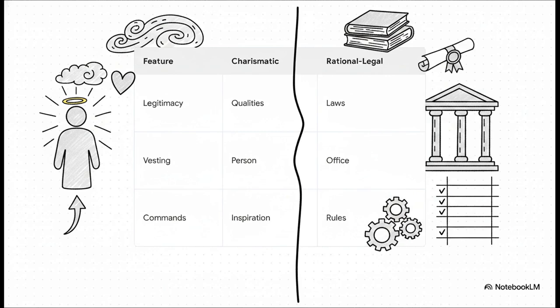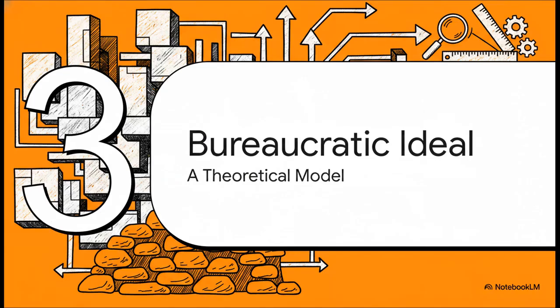Seeing these side by side brilliantly illustrates the stark contrast between these worlds. Under charismatic authority, the source of legitimacy is personal quality. The authority is vested in a specific person, and commands come from inspiration. But under rational legal authority, legitimacy comes from laws. Authority lives in the office itself, and commands are based on written rules and procedures. This provides a stable, predictable, and rule-bound framework that doesn't just collapse because a charismatic leader leaves or happens to have a bad day. This exact concept was the rock-solid foundation for modern administration. Which brings us to Section 3, the bureaucratic ideal, a yardstick for comparison.